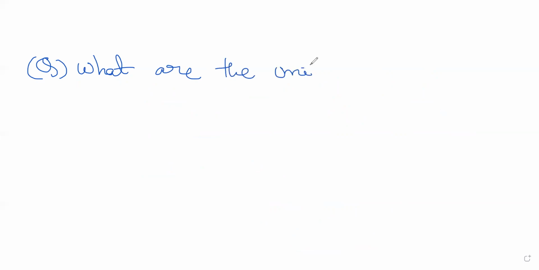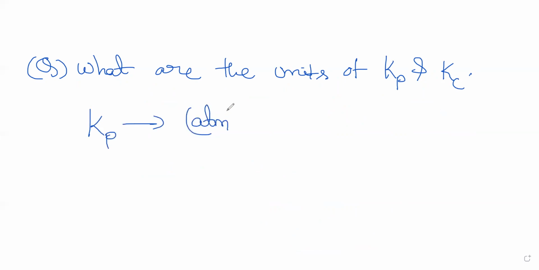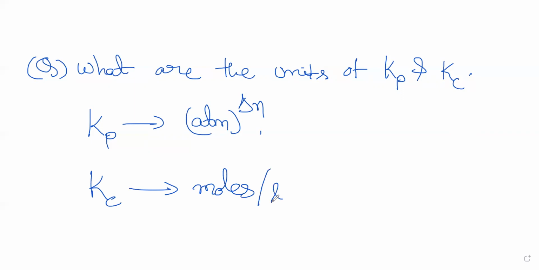What are the units of Kp and Kc? These units are somewhat different. The units of Kp will be atmospheres to the power of delta n. Kc will have the units of moles per liter to the power of delta n. So these will be the units.